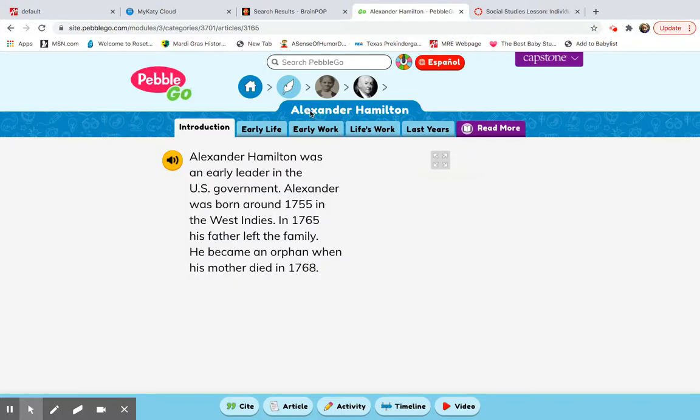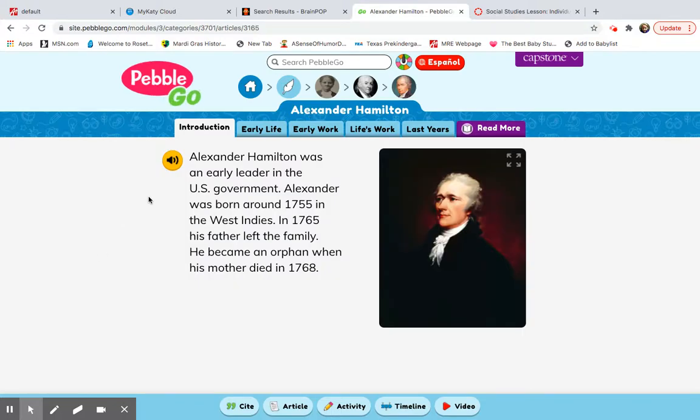We're going to learn about Alexander Hamilton. He is also a founding father. Alexander Hamilton was an early leader in the U.S. government. Alexander was born around 1755 in the West Indies. In 1765, his father left the family. He became an orphan when his mother died in 1768.